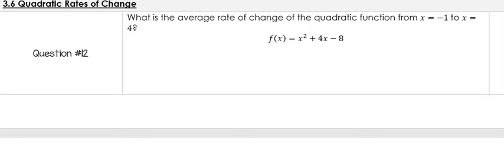All right, average rate of change. So what is the average rate of change of the quadratic function from x equals -1 to x equals 4?